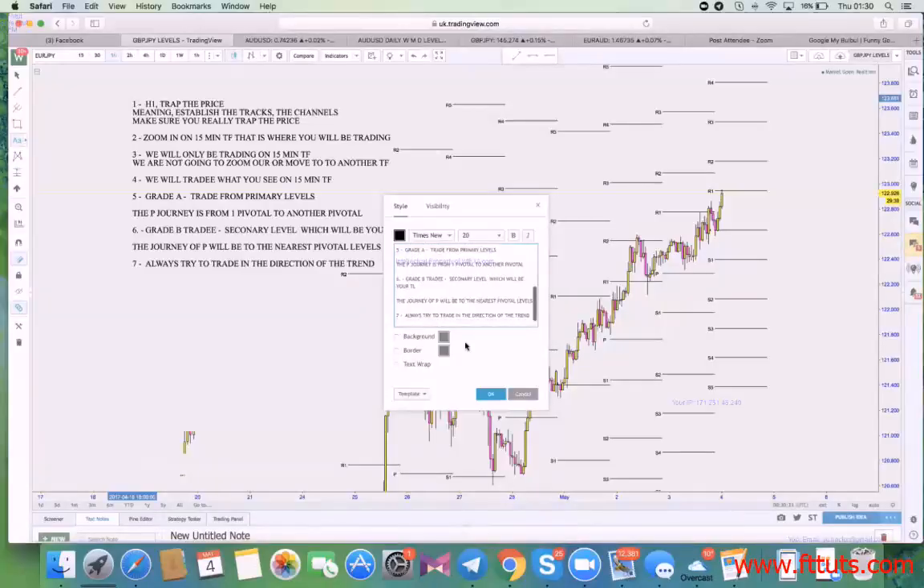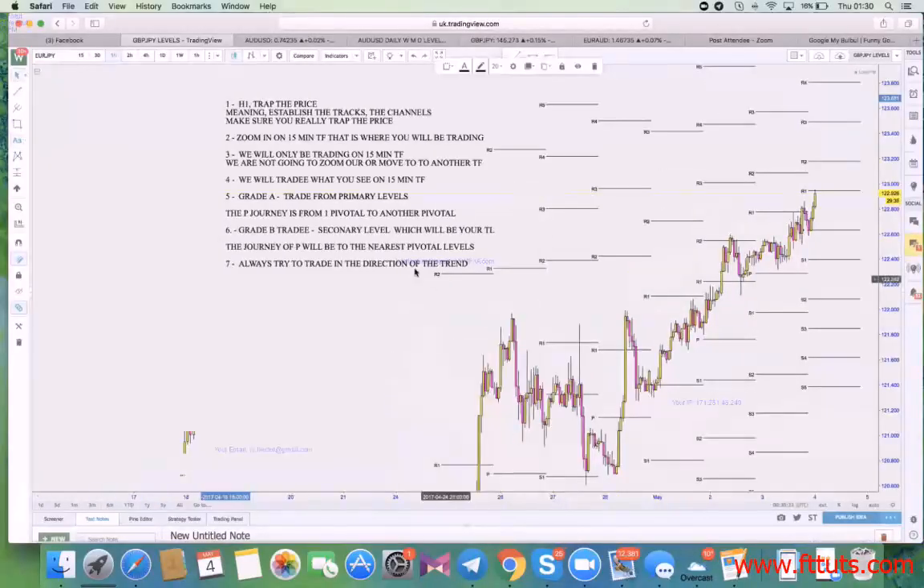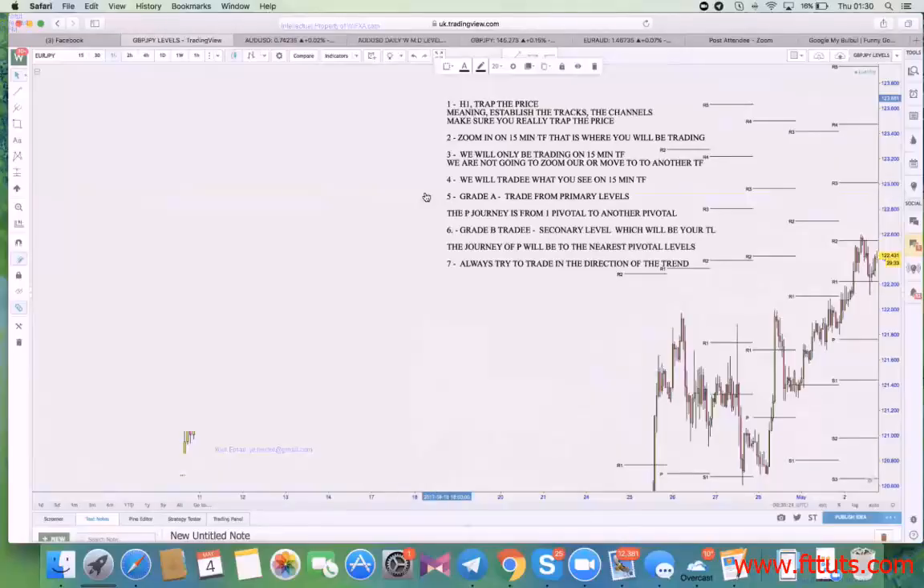Okay, guys, let me show you the practical demonstration of these points. So the first thing is H1, trap the price. Meaning establish your tracks, your channels. Make sure you always trap the price on H1. Then you zoom into 15 minutes time frame, and that is where you're going to trade. You will only be trading 15 minutes time frame. You're not going to zoom out or in or go to another time frame once you're on that 15 minutes time frame. You will be trading based on what you see on that time frame, guys.